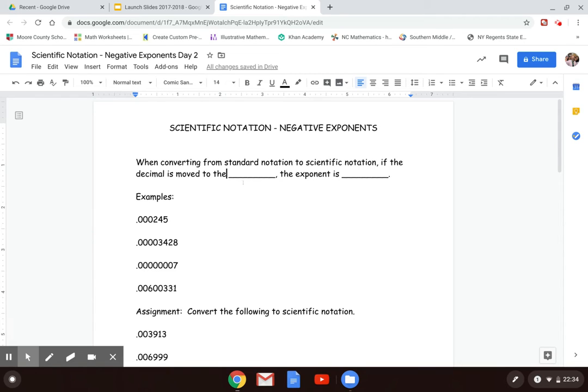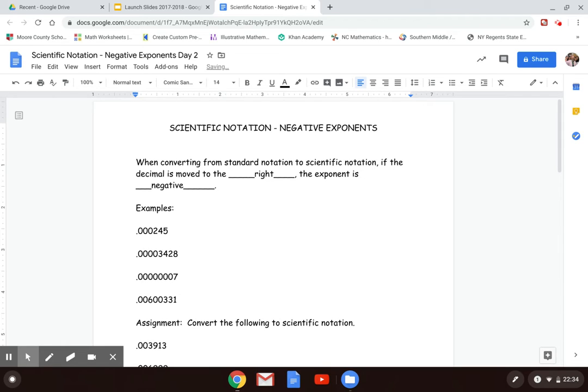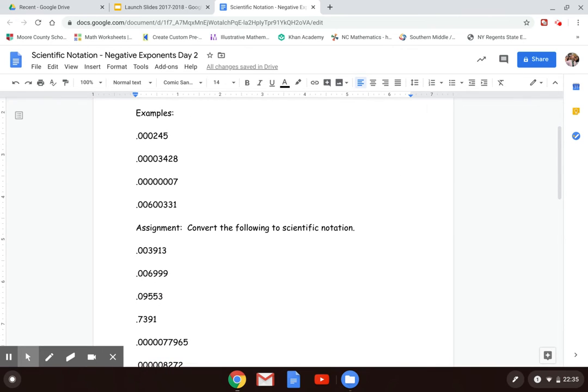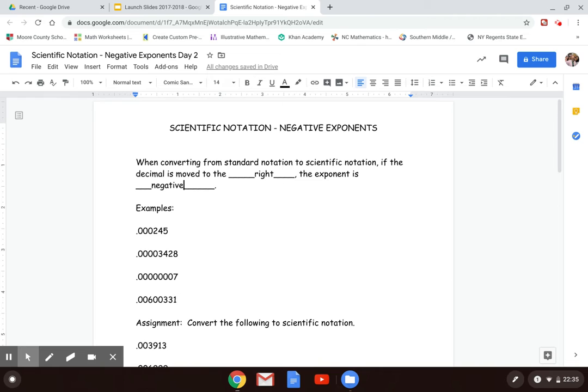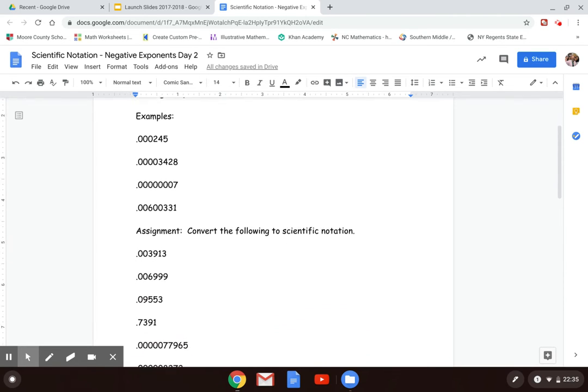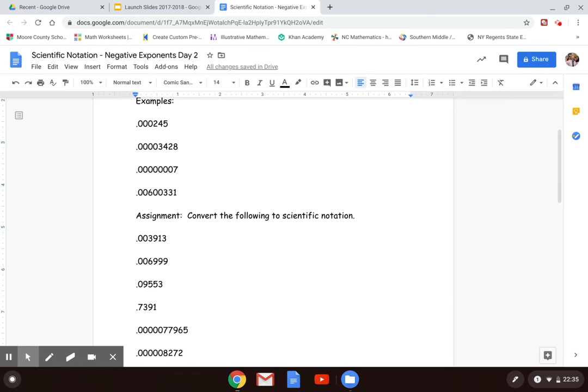So when converting from standard notation to scientific notation, if the decimal is moved to the right, we always move the decimal till there's just one number to the left of it. So if you look at our examples here, we're going to have to move our decimal to the right today. And when we move the decimal to the right, the exponent is going to be negative. Let's look at a few examples down below. Let's make sure we all got that filled in first. When it's moved to the right, the exponent is negative.